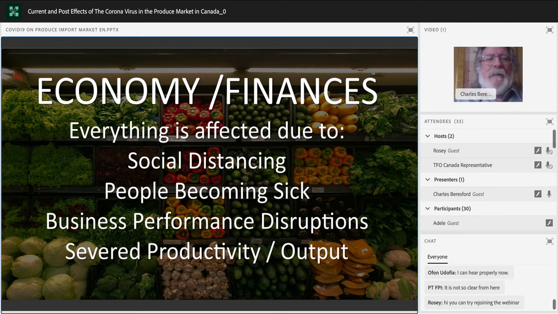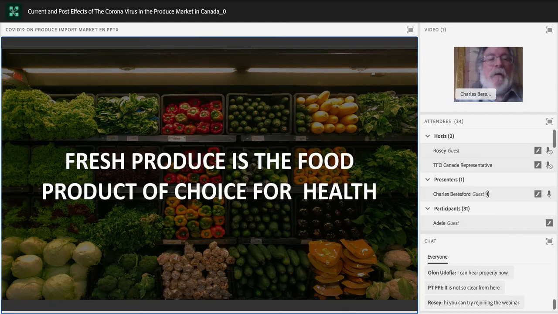Anyway, everything's affected due to social distancing, people becoming sick, business performance disruptions galore, as we know, severed productivity and output, right? That is all affecting the economy. That's why there's a financial tsunami. I don't want to be a pessimist or an alarmist, but it's a reality that we have to deal with, right? That's why patience is going to be needed and a high degree of evolution in human beings' virtues in order to help each other the way we're supposed to, right?